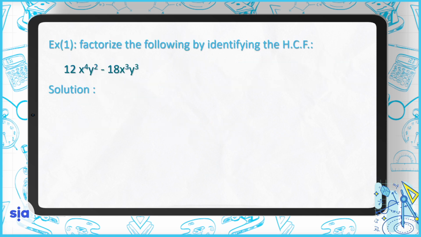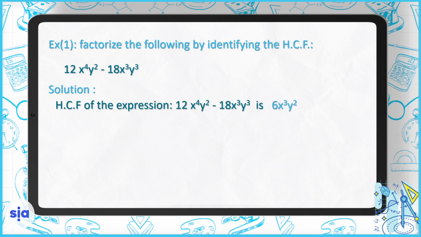Let's move on to exercise number 1. Factorize the following by identifying the HCF. The HCF of 12 and 18 is 6. And the HCF between the x power 4 and x power 3 is the smallest power, which is x power 3. The HCF between the y power 2 and the y power 3 is the smallest power, which is y power 2. So the HCF of this expression is 6x power 3 y power 2.